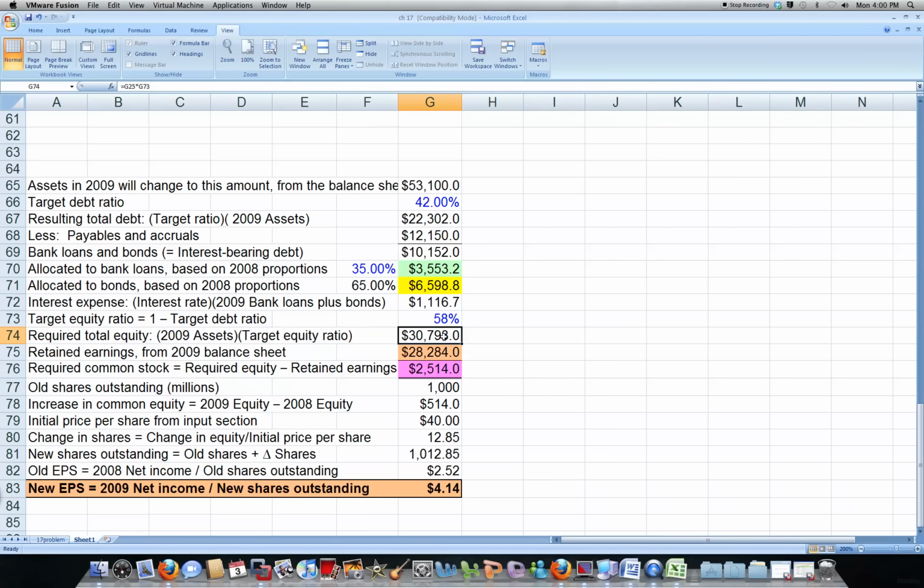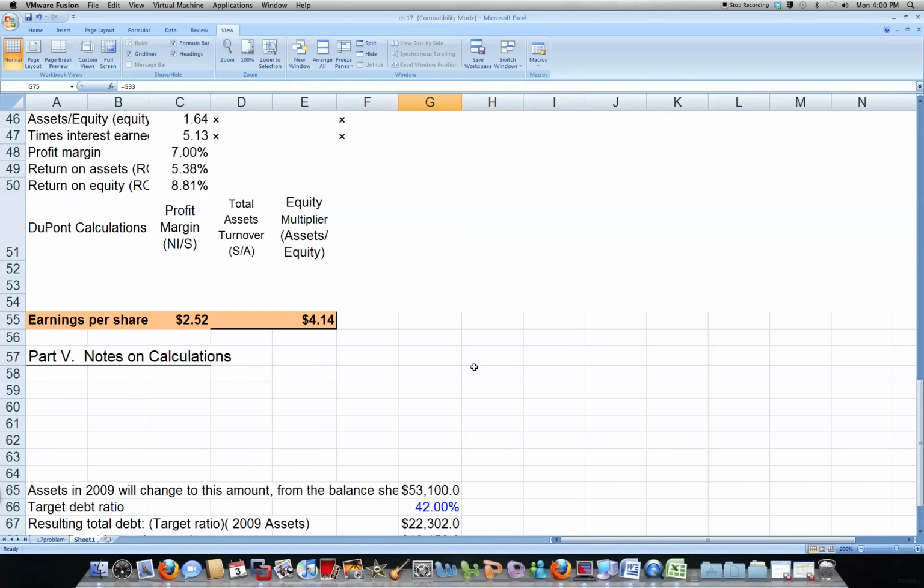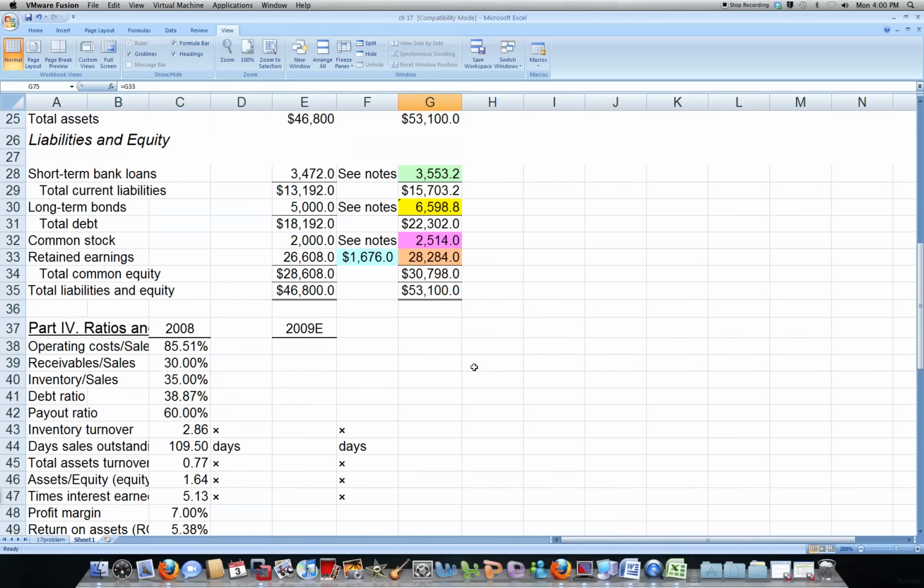Okay. Now, we just take our retained earnings from last year, our 2009 retained earnings, and put those here, and we subtract our required equity from our retained earnings. So we're going to require this much common stock, and that'll go up here in our balance sheet on our common stock.